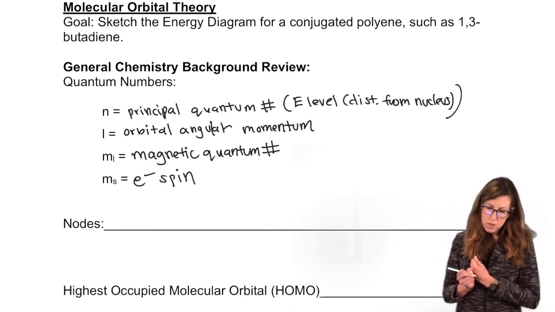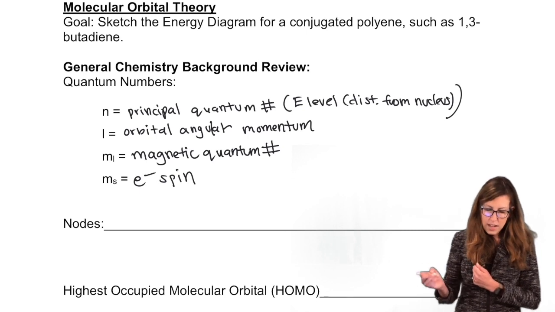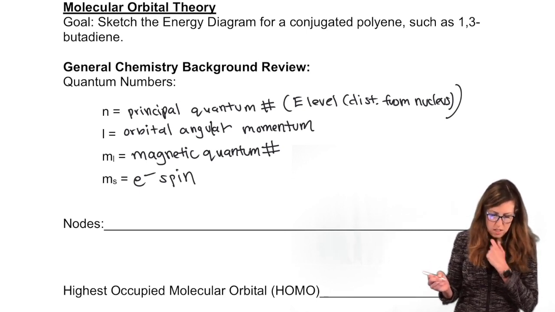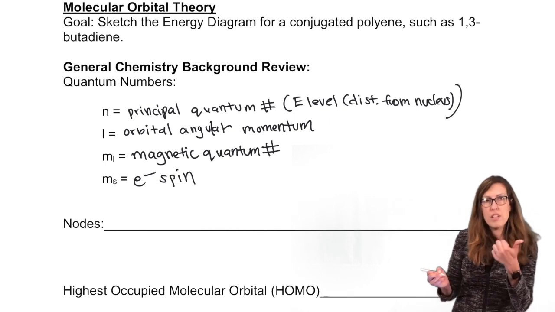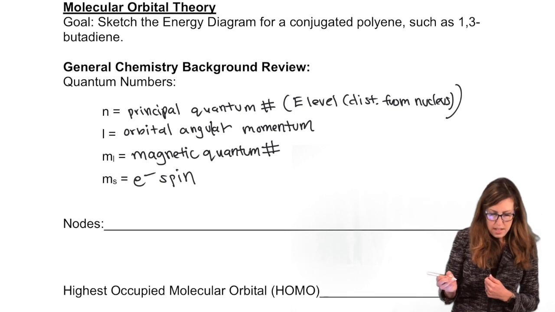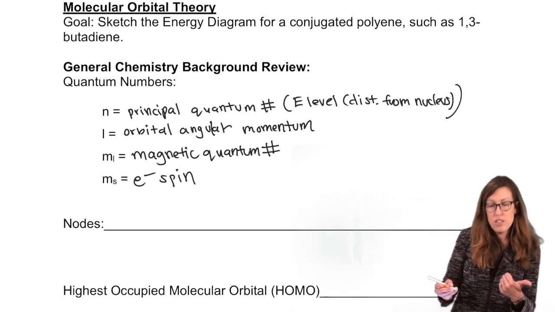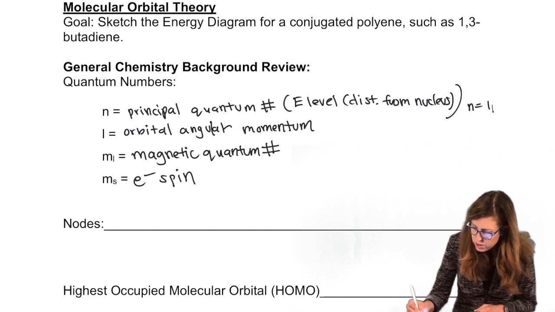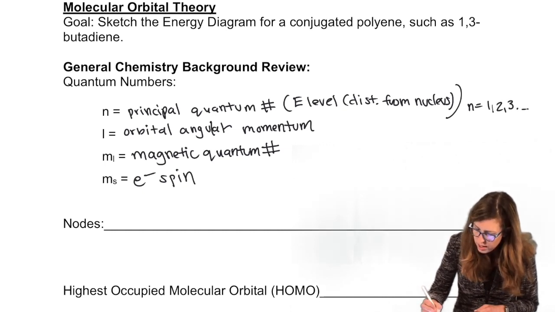Let's see, what else might I want to say? Oh yeah, the allowed values of n. You have levels 1, 2, 3, so these are integer values. And then l is allowed to start at 0, up to n minus 1. So n equals 1, 2, etc., and l is allowed to be 0, 1, 2, ... n minus 1.